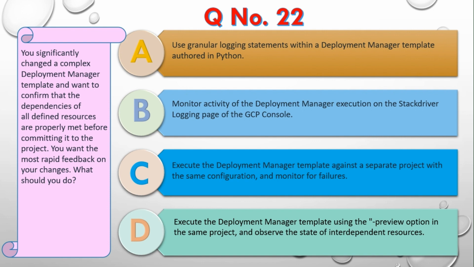Option B, monitor activity of the Deployment Manager execution on the Stackdriver Logging page of the GCP console. Option C, execute the Deployment Manager template against a separate project with the same configuration and monitor for failures. Option D, execute the Deployment Manager template using the preview option in the same project and observe the state of independent resources. Option D is the correct answer.